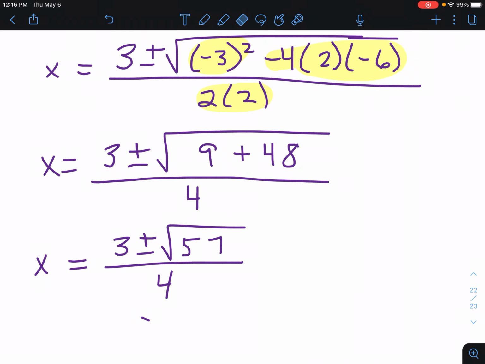Now, at this step where you got to be pretty careful, we do have a square root, and we want to see if we can simplify that radical. Can you simplify 57? 57 divides by 3 to get 19, and 19 is prime, so there's no 2 of a kind there. So there's nothing left we can do here. This ugly thing gives us our 2 answers.